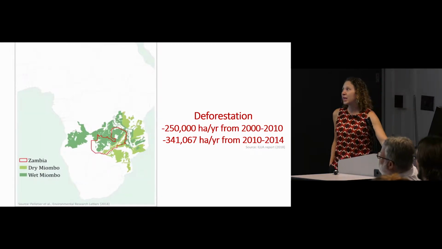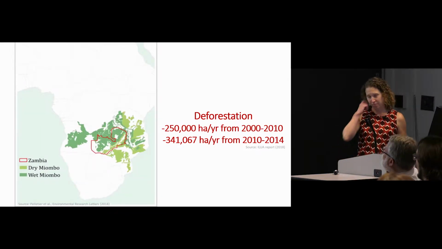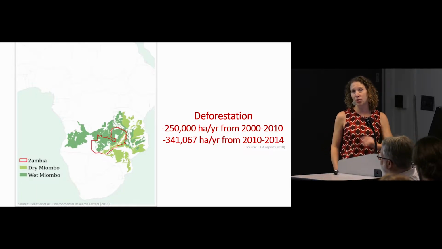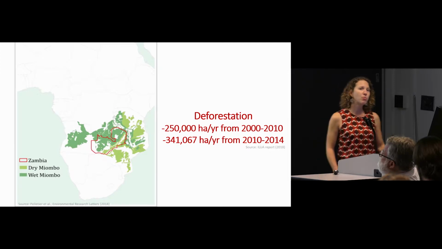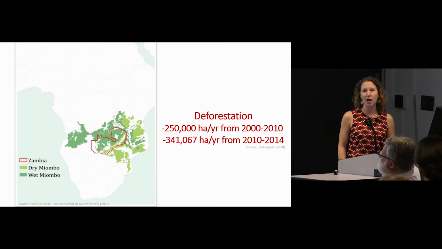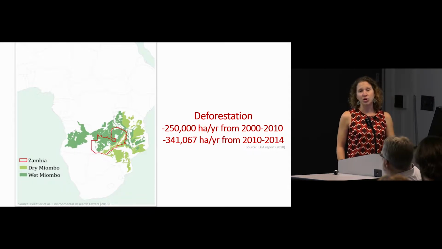So I will bring evidence for Zambia. Most of my research right now focuses on Zambia. Zambia is a country located in the southern Africa region. It's also in the Miombo woodland area. Miombo woodland is a seasonally dry woodland that is very important for the carbon cycle and also for the livelihood of people in the area.